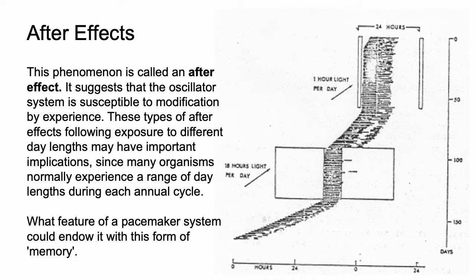Depending on where you live, if you live at extreme north or southern latitudes, your day lengths are going to differ quite substantially. And in fact, some places, if you're really close to the Arctic or Antarctic Circle, you would indeed experience things like just 1 hour of daylight a day or 18 hours of daylight a day, or in even more extreme cases, 24 hours of daylight a day for part of the year, where the sun never sets. So what feature of a pacemaker system could endow it with this kind of, quote, memory, so to speak?